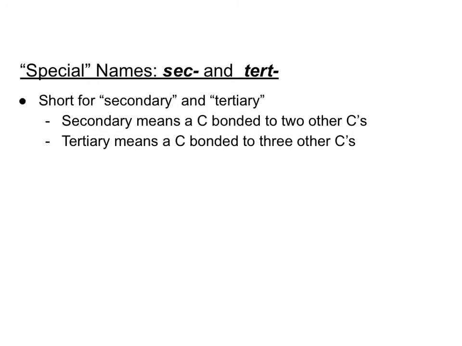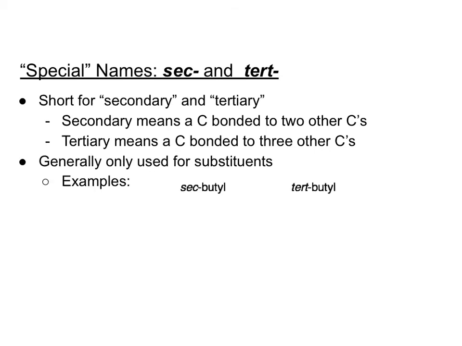They're short for secondary and tertiary, and a secondary carbon is one with 2 other carbons bonded to it, and a tertiary carbon is one with 3 other carbons bonded to it. Generally, these are used only for substituents. So here's what they look like. Again, harder to distinguish when written in this condensed format, a little bit easier when written in line bond.